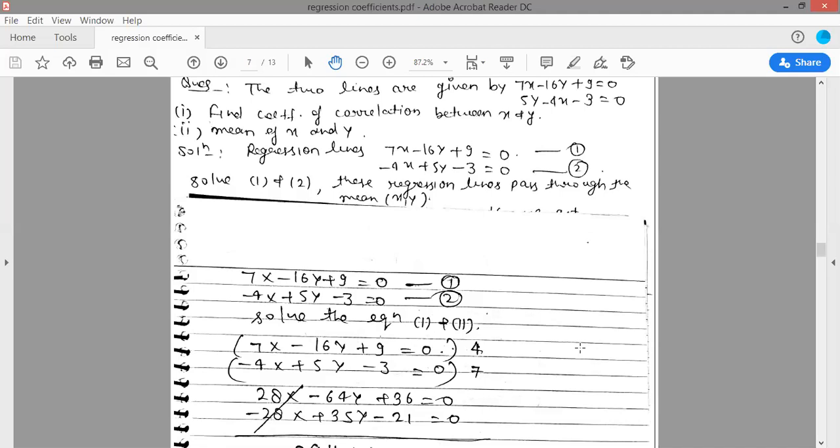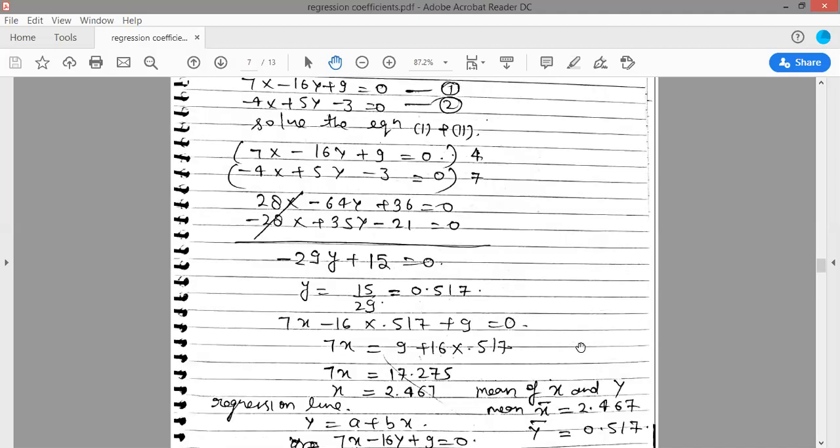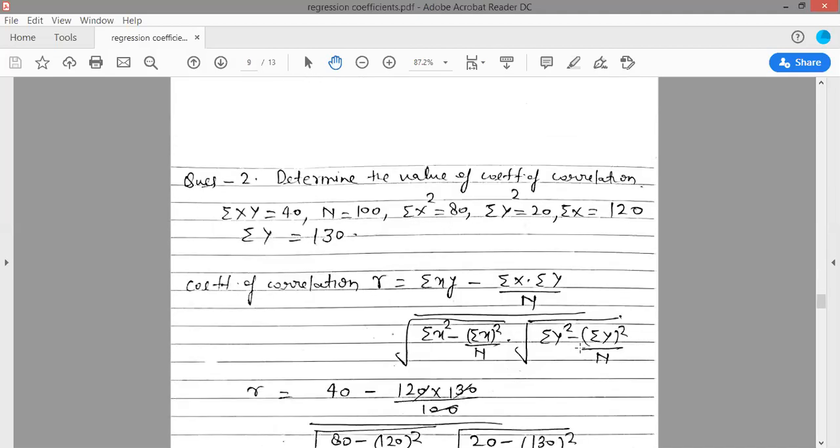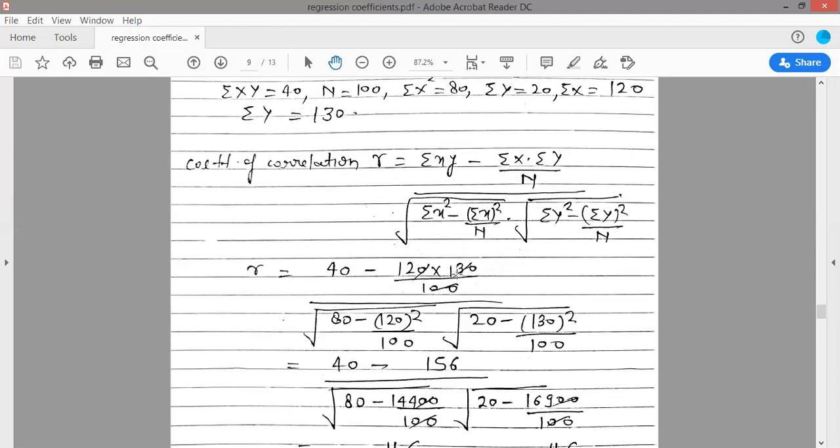Now there is another example here. Determine the value of coefficient of correlation, right? This is an example of coefficient of correlation. The summation data is already given, so you need to calculate summation xy. In a few questions I saw that the data is given, so you will put it directly in your formula.